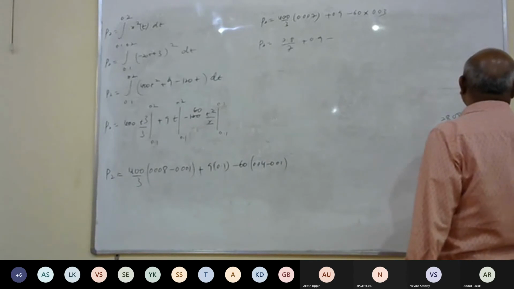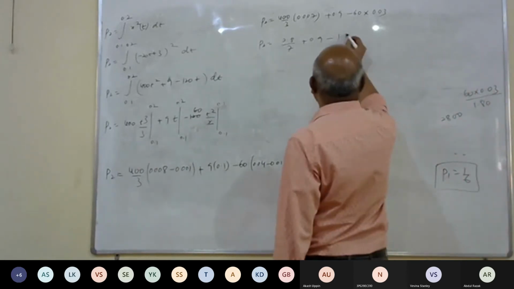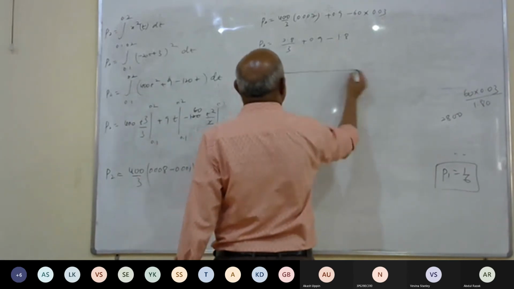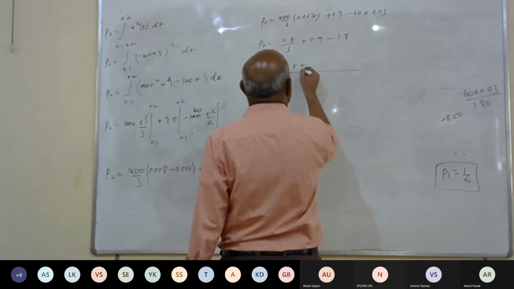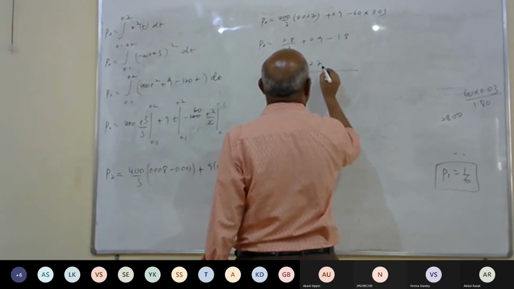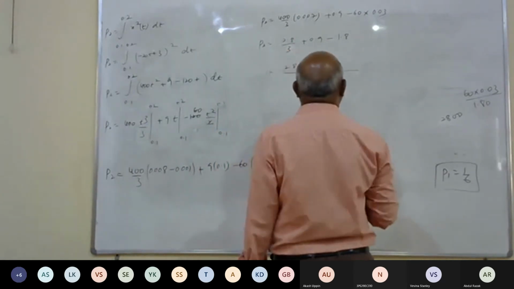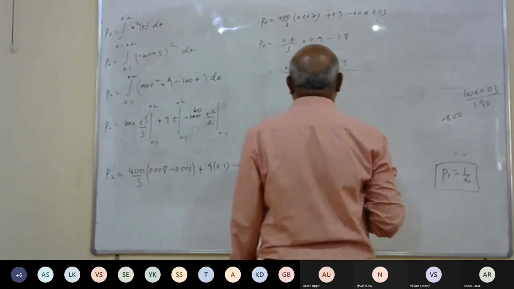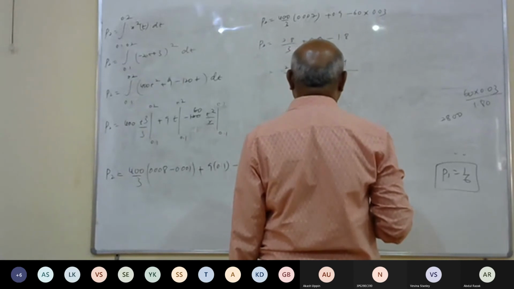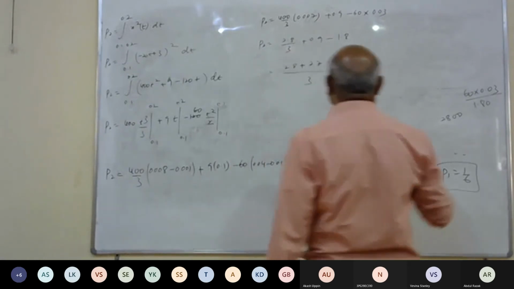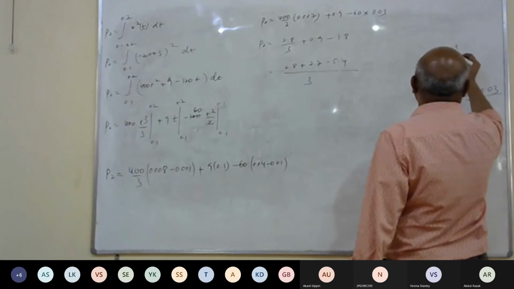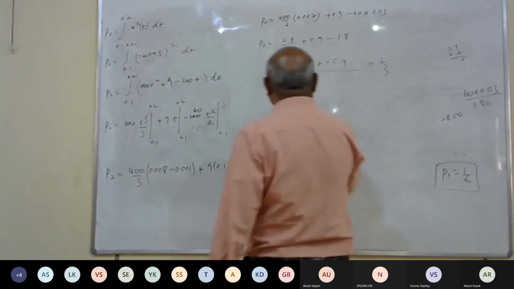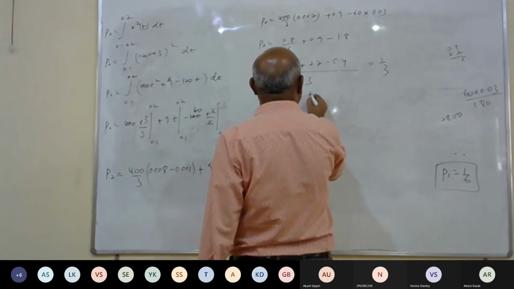3 6s are 18, that's 1.8. This is 3. LCM is 3 here. 2.8 plus 9 3s are 27, 2.7. 18 3s are 54, minus 5.4. 2.8 plus 2.7, that is 5.5. Answer is 1 by 3. P2 is equal to, you have answer is 1 by 3.